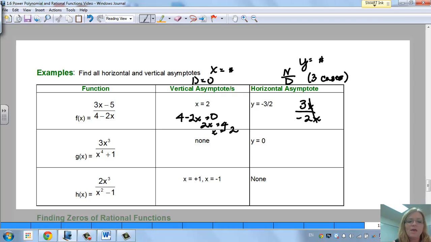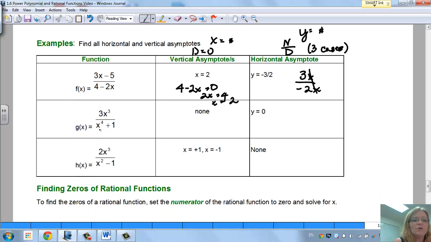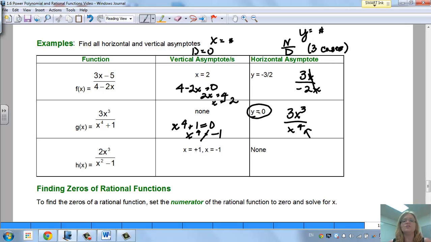Here, the second one, vertical asymptote, take my denominator and put it equal to 0. When I do that, I get x to the 4th plus 1 equals 0, and if I move that 1 over, I get x to the 4th equals negative 1. That'll never happen, so there is none. You don't have to have it. Over here, for the horizontal asymptote, I take the highest power with its coefficient on the top over the highest power in the denominator, and if you see that it's larger at the bottom, that's the one case you have to memorize: y equals 0.